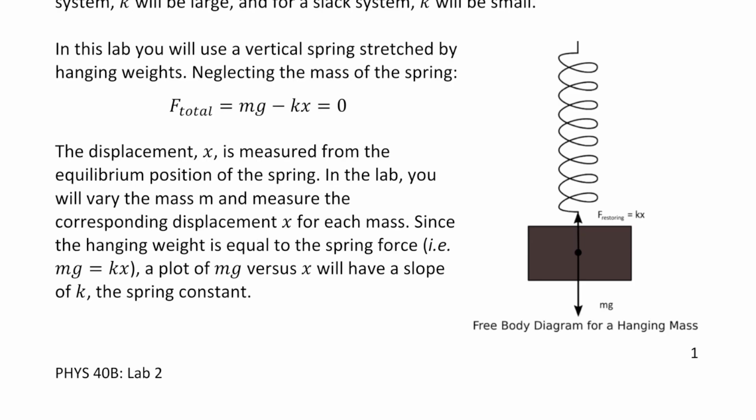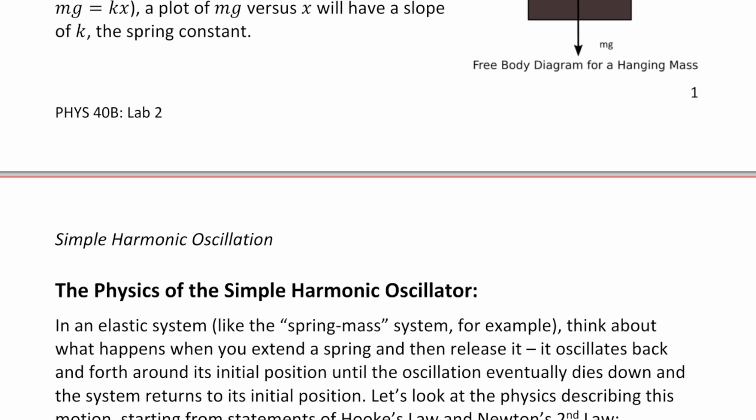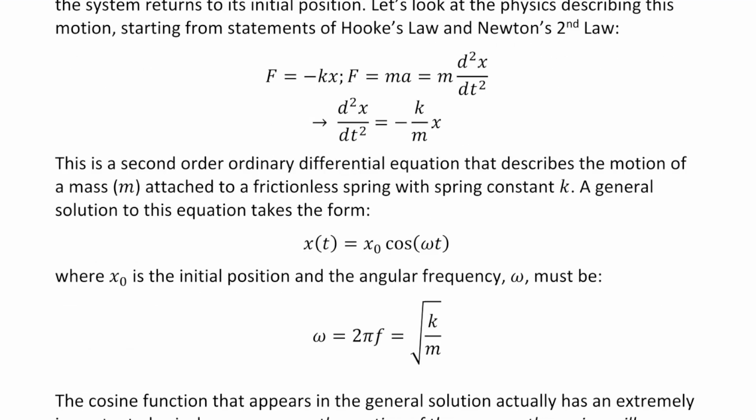This part of the lab just says that if you have a mass hanging on a spring, then mg equals kx. Okay, it's a free body diagram, but that part's not super important. This part is important. Acceleration is the second derivative of position. And if we know that F equals ma from Newton's second law, and we also know F equals negative kx from Hooke's law, then we can say that negative kx equals m d squared x over dt squared. And this implies that d squared x over dt squared is equal to negative k over m times x.